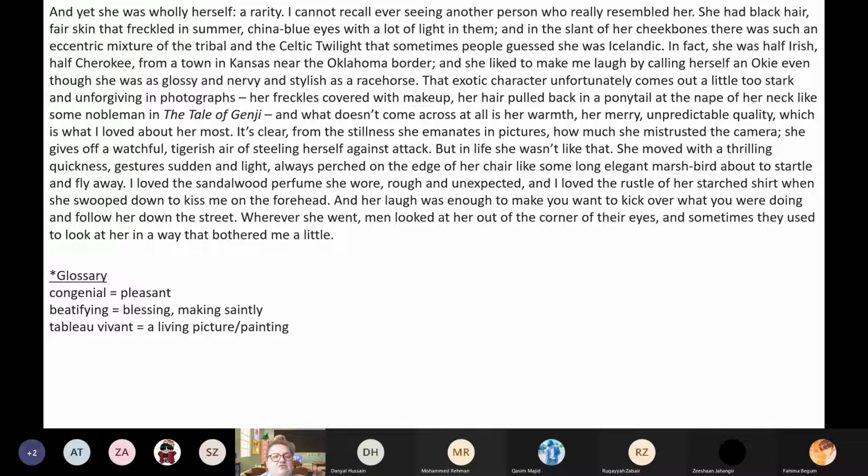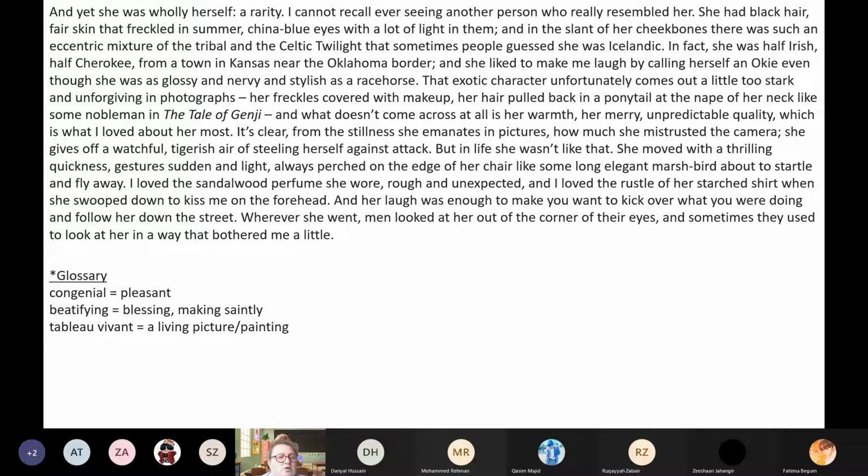That exotic character unfortunately comes out a little too stark and unforgiving in photographs. Her freckles covered with makeup, her hair pulled back in a ponytail at the nape of her neck like some nobleman in the tale of Genji. And what doesn't come across at all is her warmth, her merry, unpredictable quality, which is what I loved about her most. It is clear from the stillness she emanates in pictures how much she mistrusted the camera. She gives off a watchful, tigerish air of steeling herself against attack, but in life she wasn't like that.